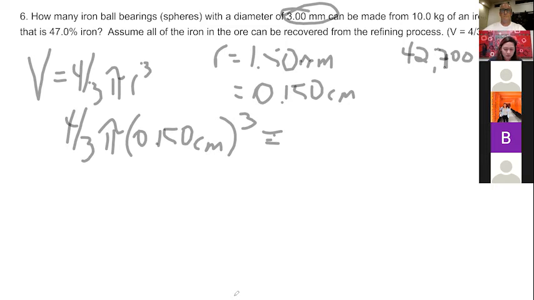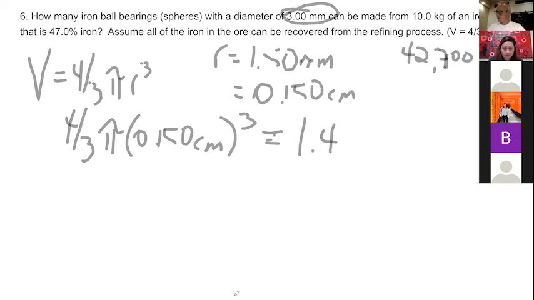I got 1.41 times 10 to the negative 2 cubic centimeters. Remember, you do not want to round early. Don't round. So you've rounded that to 3 digits, right? Don't do that yet. You want to preserve that precision, so use as many digits as you can.